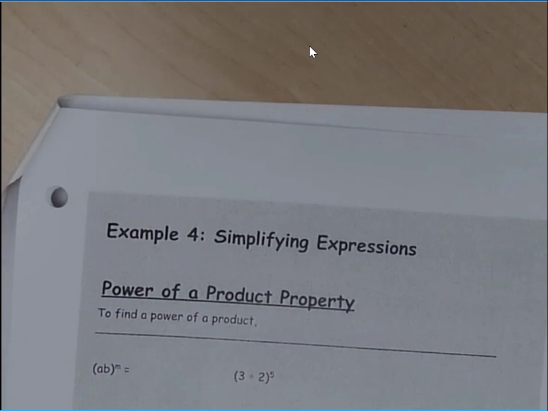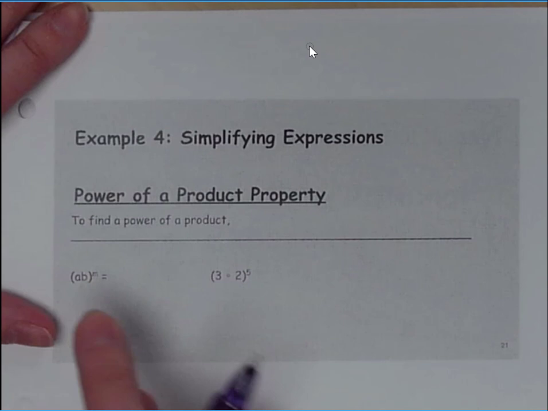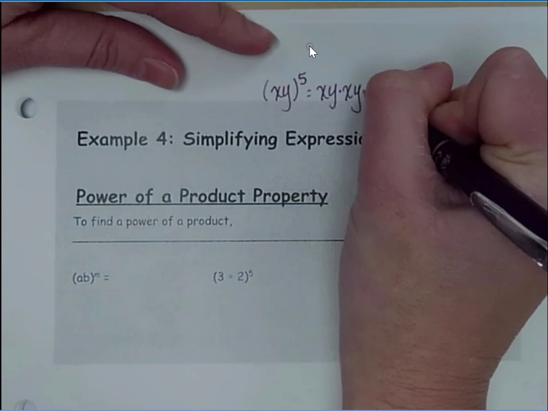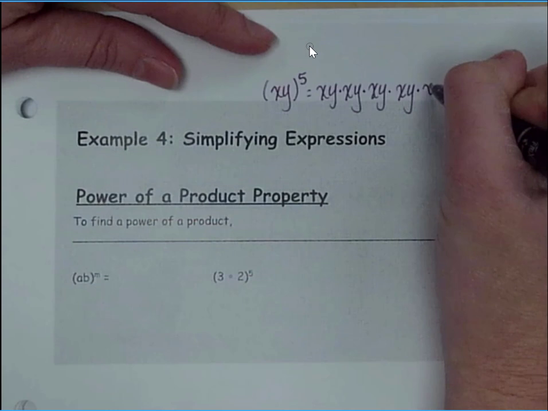Well, we're going to go to example 4, power of a product property. We can look at something similar to this. Let's say I had (xy) to the fifth power. Well, what does that look like? That's xy times xy times xy times xy times xy, 1, 2, 3, 4, 5. I should have picked a smaller exponent. So I'm just repeating the base 5 times.